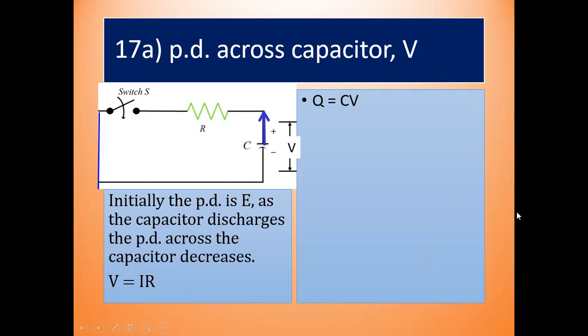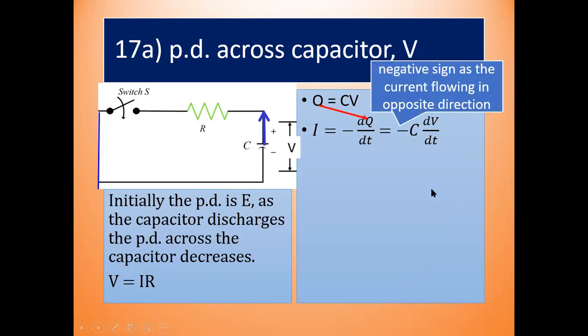And Q equals CV again. I is, we put a negative sign to show that it's the other direction, different from previously, dQ/dt. And then we replace the Q with that. So you get minus C dV/dt. And our V equals IR. We have got this is your I. Right? Replace the I here, we got RC dV/dt.